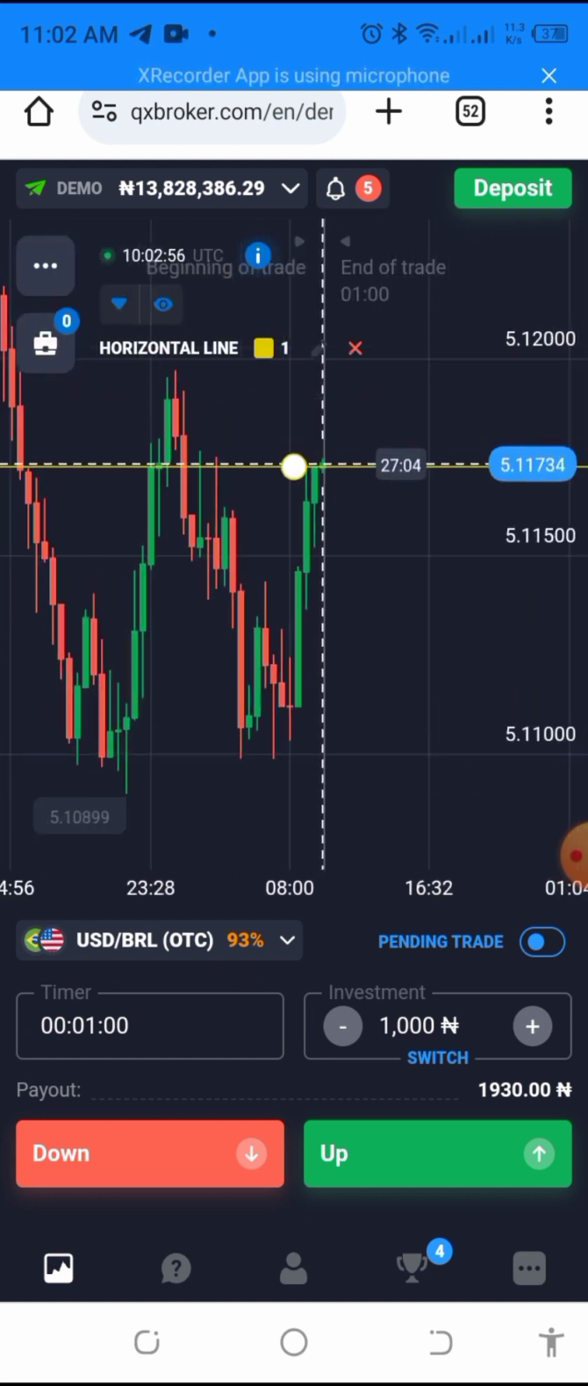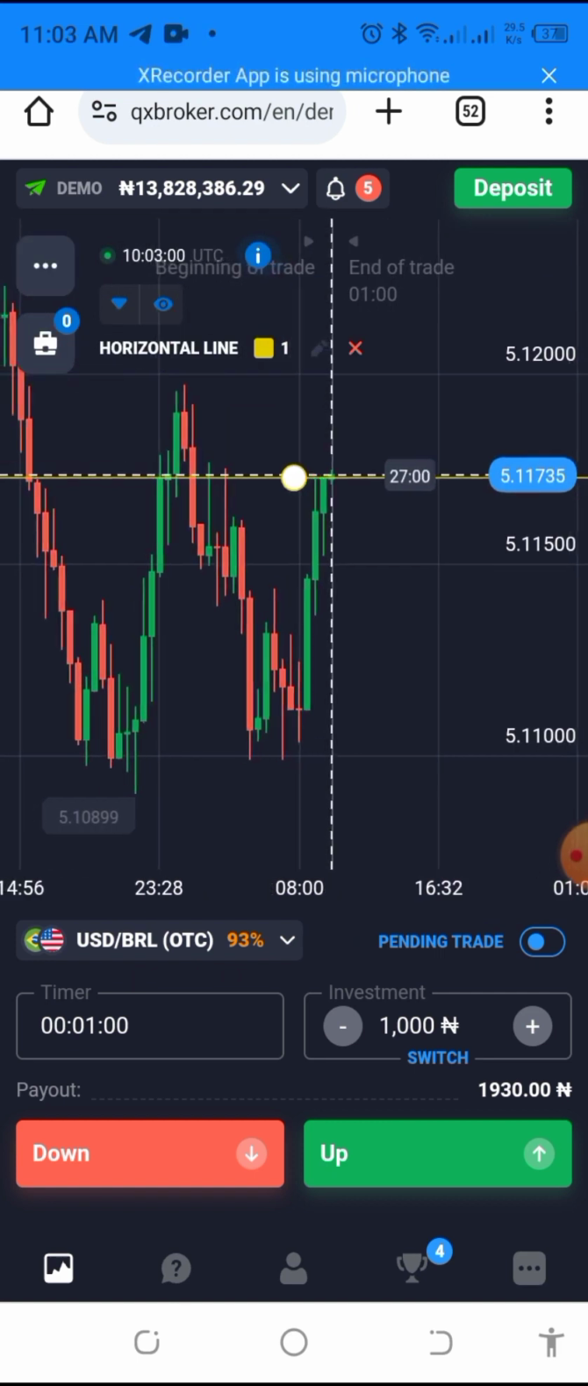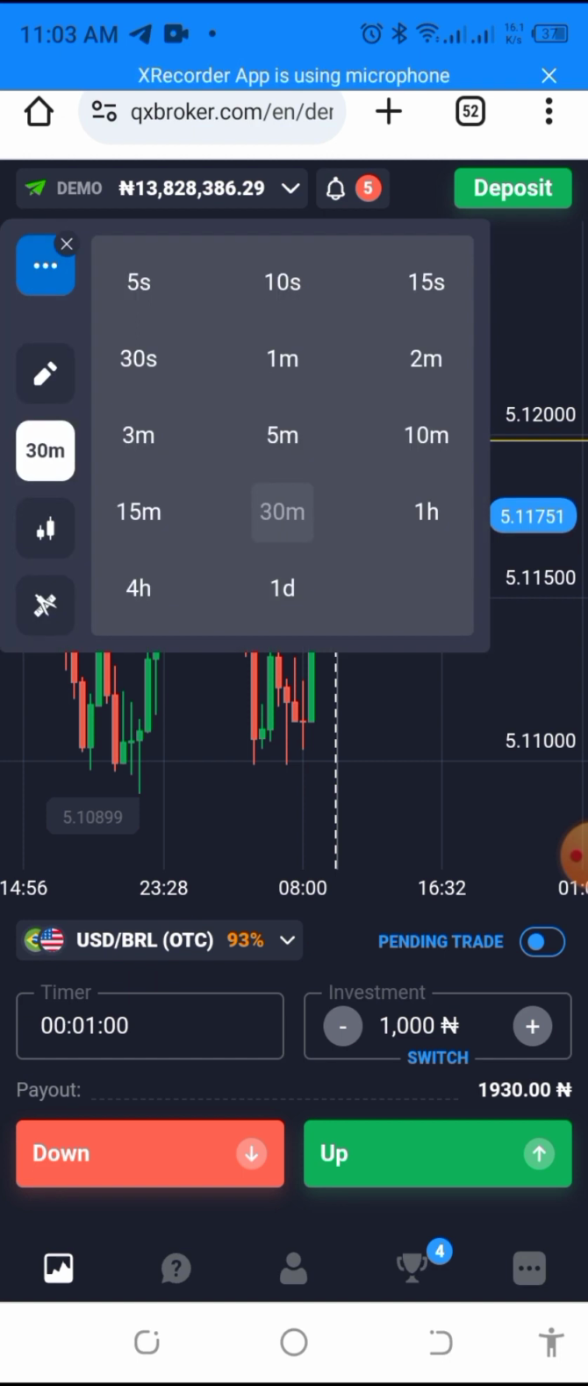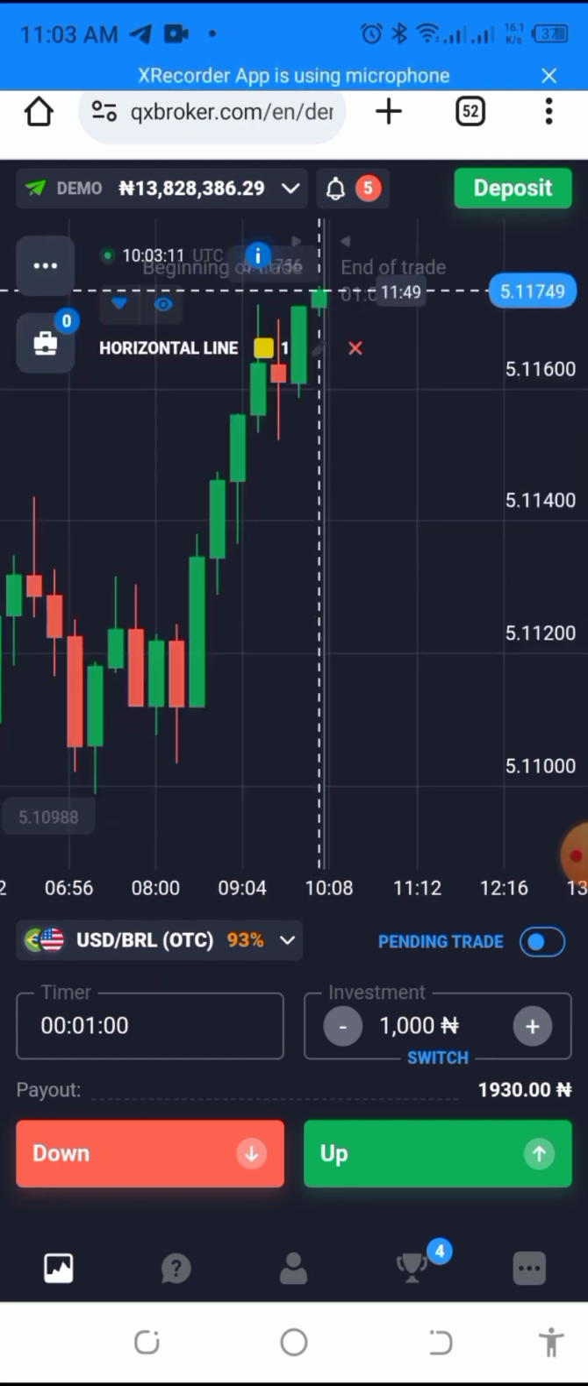According to 30 minutes, it's retracing to hit this support. If you're looking at the 30 minutes time frame, this is the support. So this is the resistance rather, if you're looking at the 30 minutes time frame. But let's look at 15 minutes, almost the same.